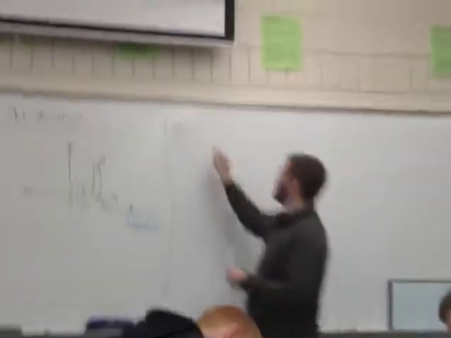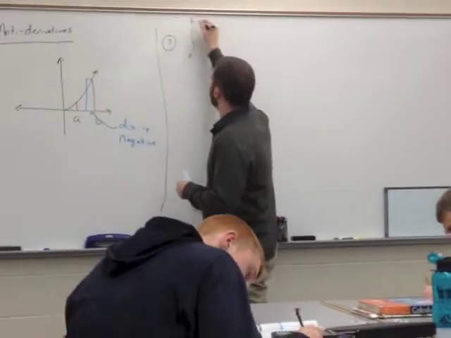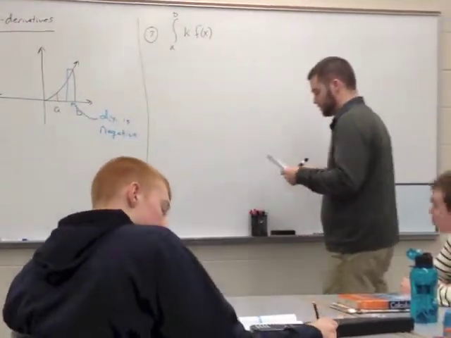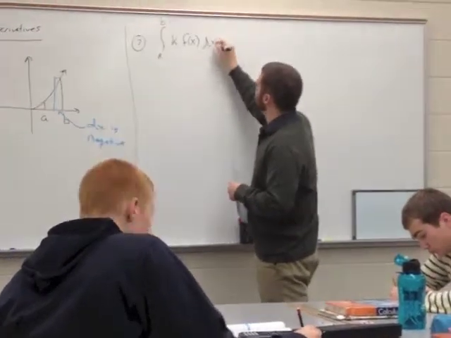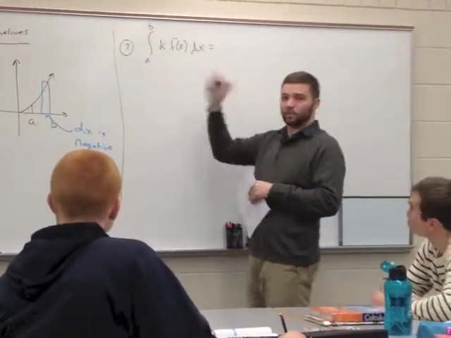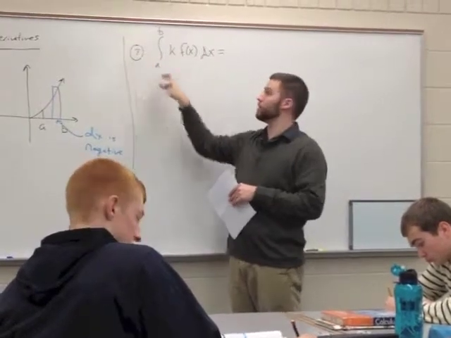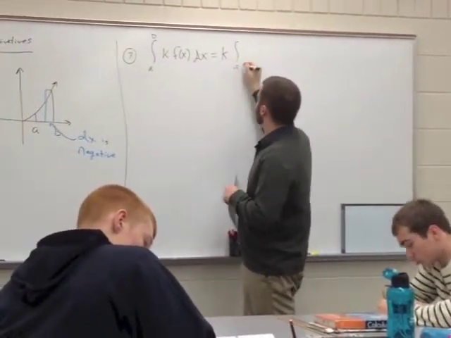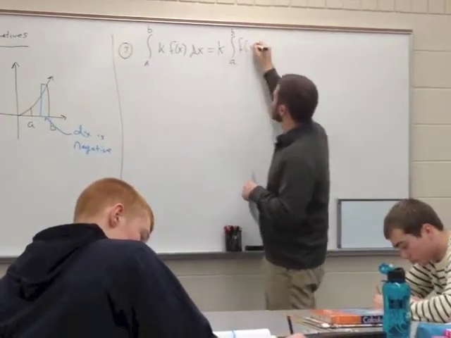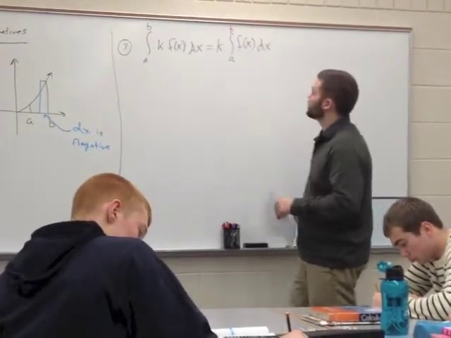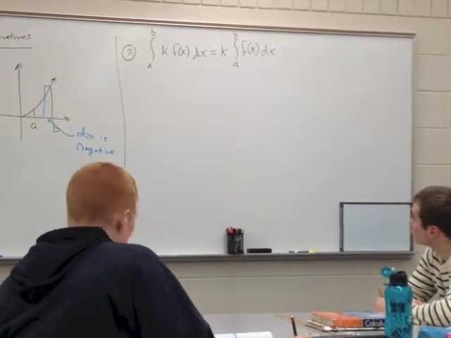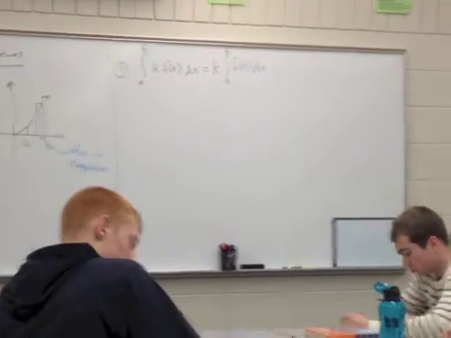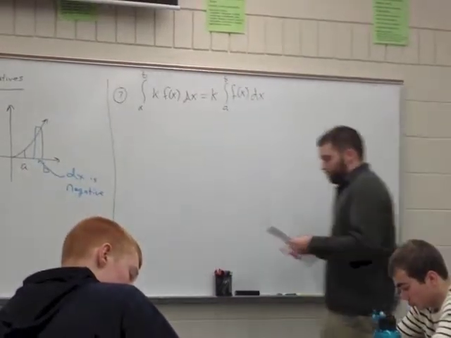This one's pretty standard. If I take the integral from a to b of k times f of x dx, that's the same as, just like with limits, if I take the constant out in front and integrate the function. So, k out in front of the integral from a to b of f of x dx. Hopefully that's not too mind-blowing.